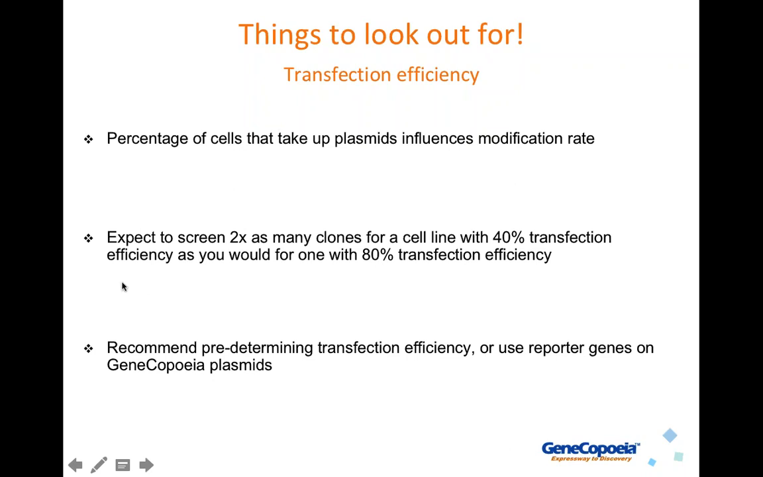Now this is very simplistic, but in general, you might expect to screen twice as many clones for a cell line that has 40% transfection efficiency as you would for one with 80% transfection efficiency. So we recommend predetermining your transfection efficiency or using the reporter genes on GeneCopoeia plasmids to get a handle on it. Now, if your transfection efficiency is really low, then you might want to switch to lentiviral-based transduction.